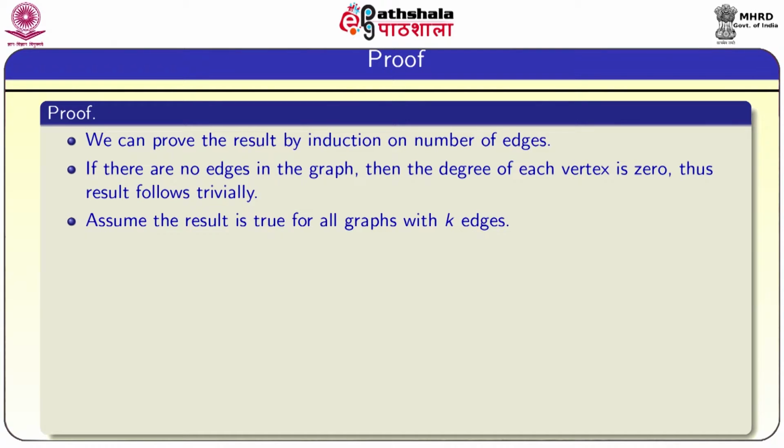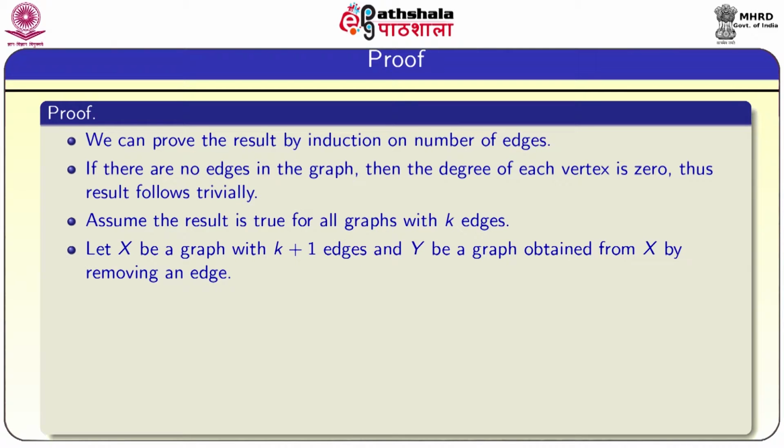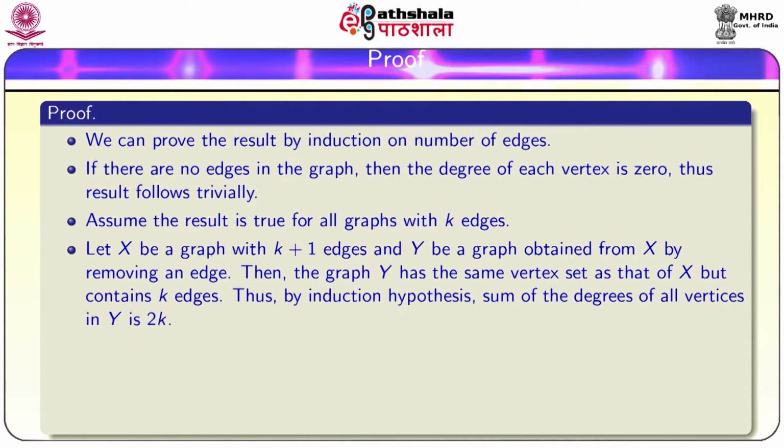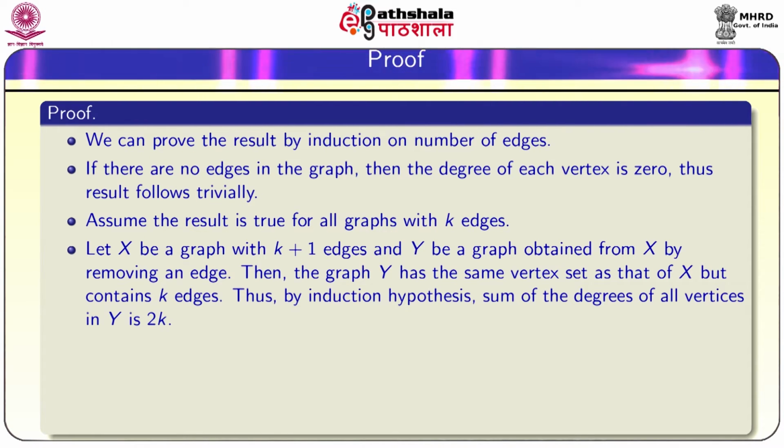Assume the result is true for all graphs with k edges. Let x be a graph with k plus 1 edges and y be a graph obtained from x by removing an edge. Then y has the same vertex set as x, but contains only k edges. Thus by the induction hypothesis, the sum of the degrees of all vertices in y is 2 into k.